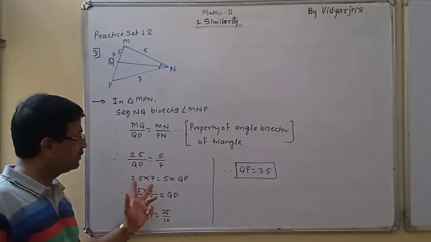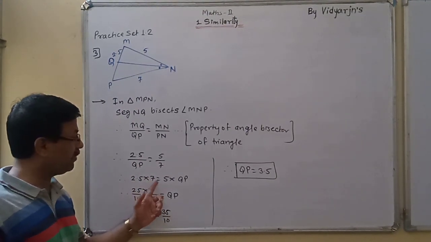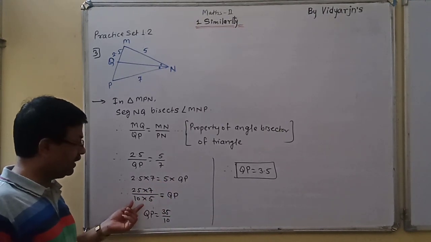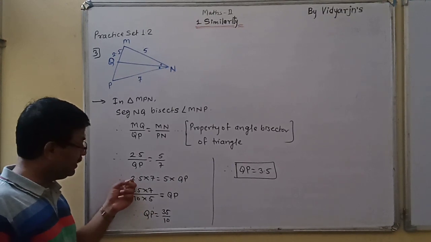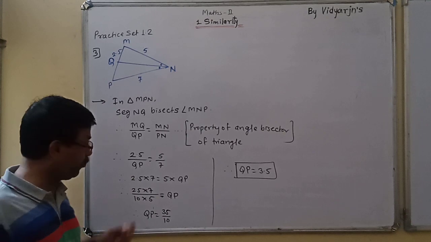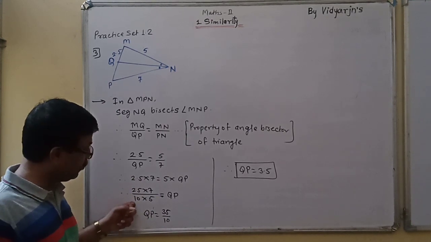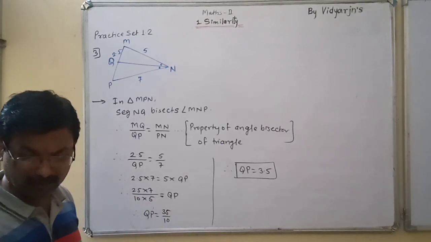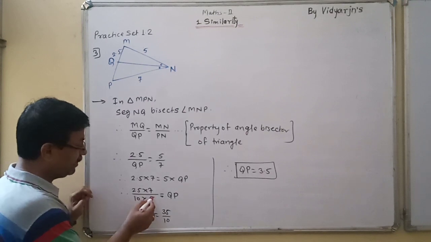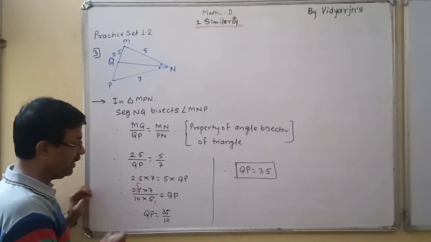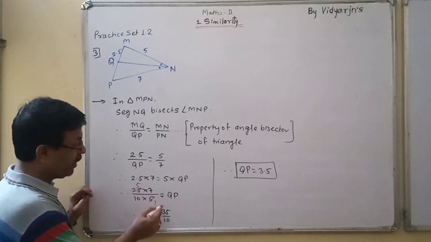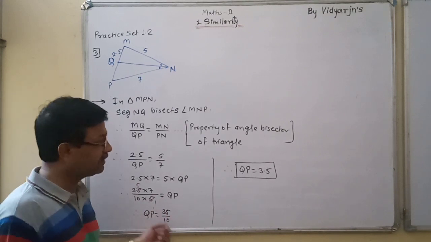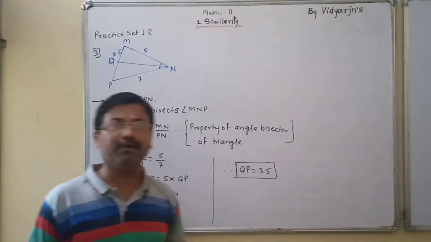Then the process is cross multiplication. 2.5 into 7 is equal to 5 into QP. This 5 goes to the left hand side as a denominator. Here we eliminate the decimal point of 2.5, therefore 25 upon 10, so we get 25 into 7 upon 10 into 5. Now we have to calculate it. 5 ones are 5, 5 fives are 25, therefore we get 7 into 5 is equal to 35, and 10 ones are 10. QP is equal to 35 upon 10, therefore QP is equal to 3.5.